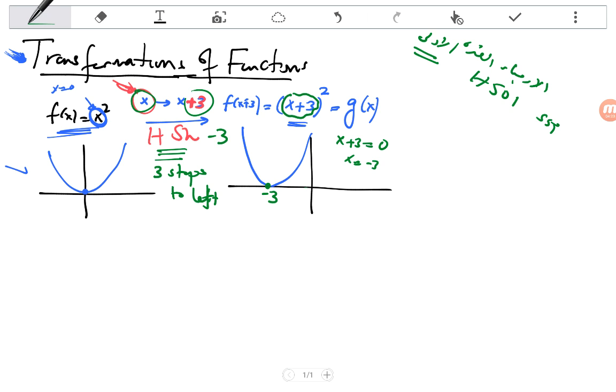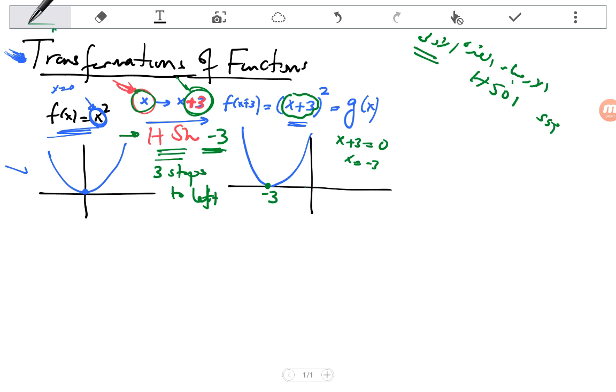So that's why it is shifted to the left. As a general rule, in a horizontal operation, if you predict something, the transformation will be in the opposite direction. So that was plus 3, so the horizontal shift will be negative 3, or to the left.